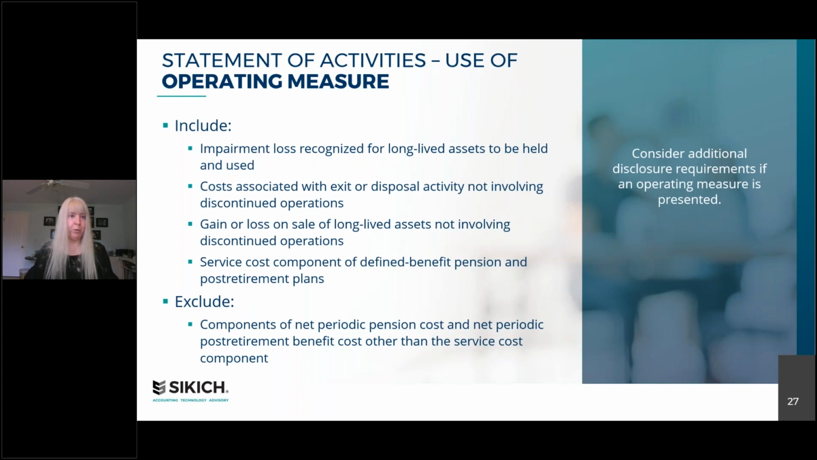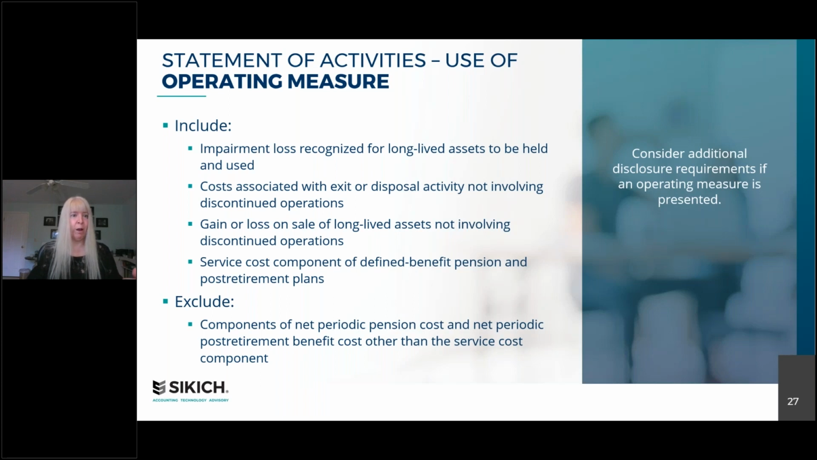If a not-for-profit is presenting an operating measure in the statement of activities, there are some requirements for things that need to be included in the operating measure, which are listed here, and things that should be excluded from the operating measure. The one that I most see in practice is the gain or loss on the sale of property being presented in that non-operating section in error. It needs to be, if it's from a continuing operation, it needs to be in that operating measure.